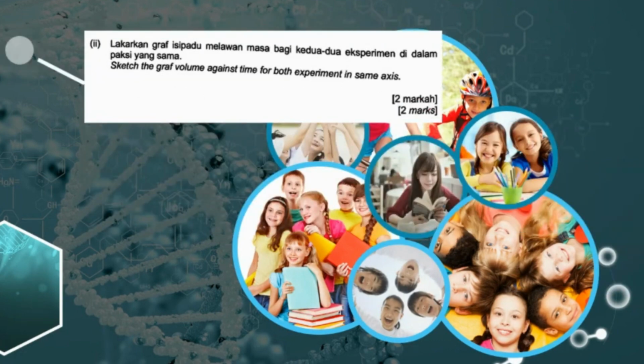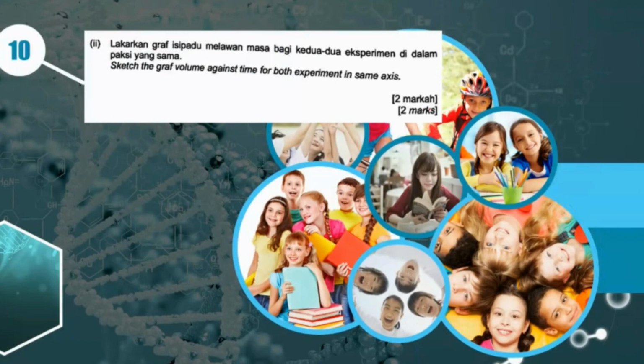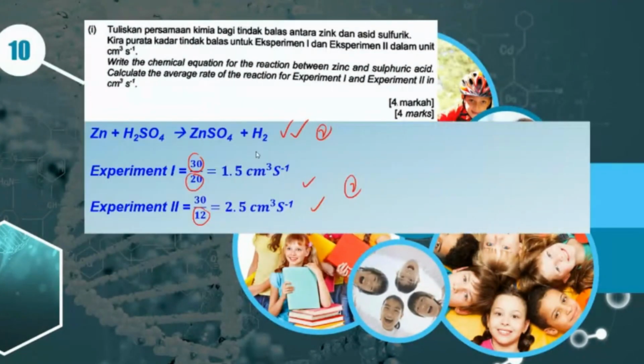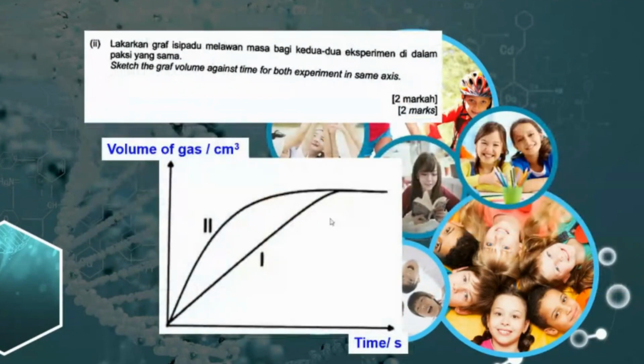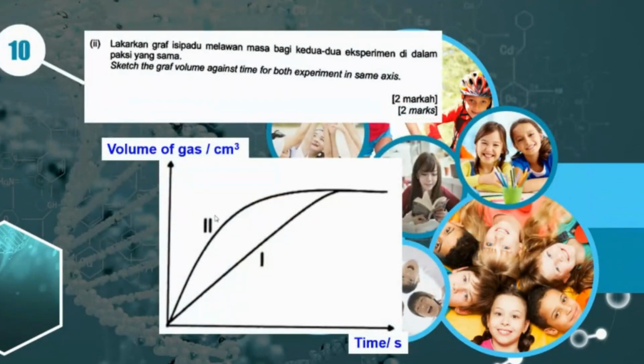Now sketch a graph of volume against time for both experiments on the same axis. So it will be 1 and 2, 1 and 2. So 2 has a higher rate of reaction compared to 1. Okay, so this is the graph. The volume level with the unit must be stated. This one is time, this is seconds.